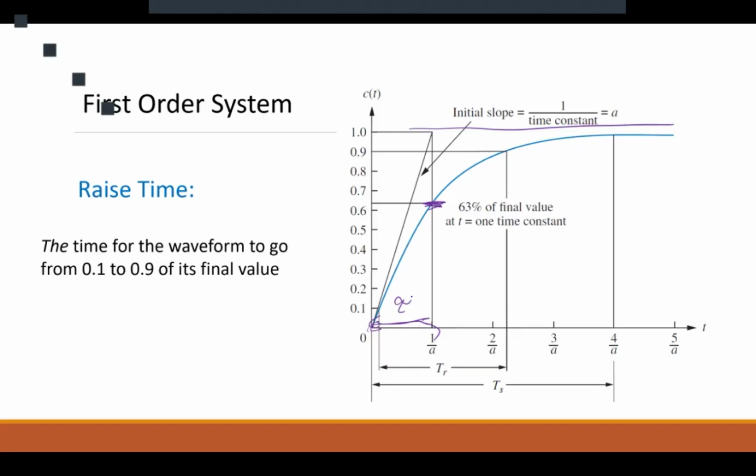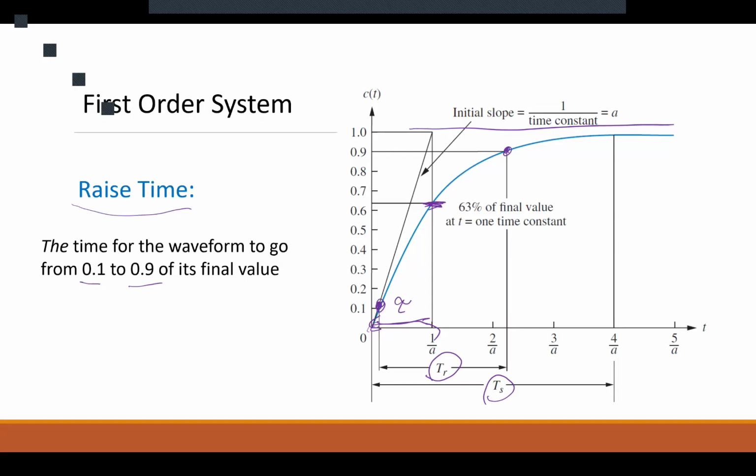Are we good? Now, for a first order system, we have another concept named rise time, which is defined when we go from 10% to 90%. This is the rise time. Are we good? I'm just making definitions.